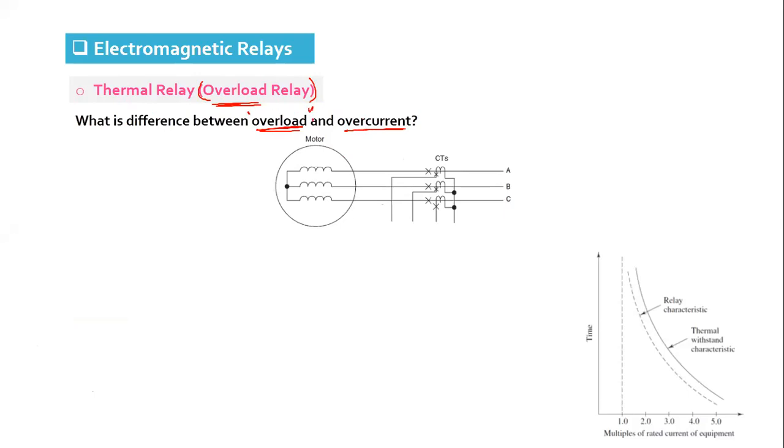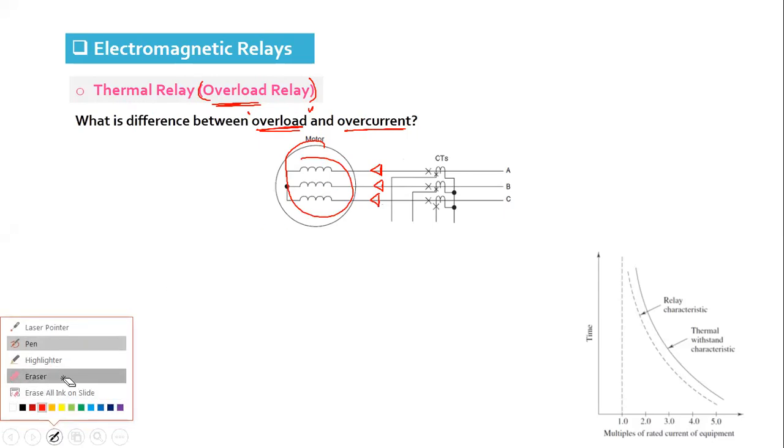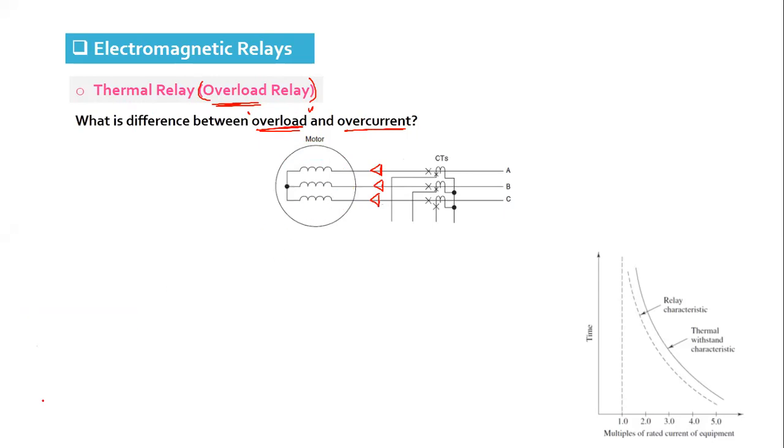Overload is a situation where equipment itself will draw more current from the supply. Current is not flowing to an undesired path. It is the equipment which itself will draw more current from the supply, because it is being overloaded. We are operating it more than its capacity, whether it is a motor, generator, transformer, or any other device. So overload is a situation where the equipment draws current which is more than its rated capacity, and the current is still flowing in the desired path.